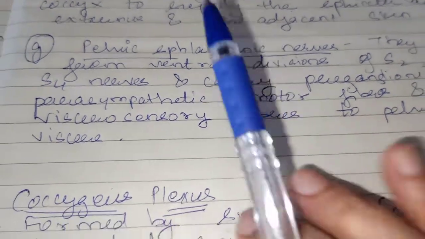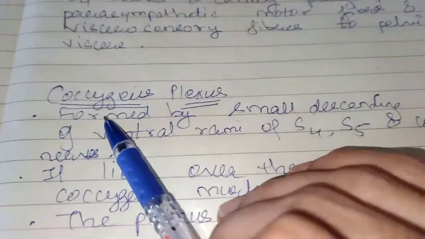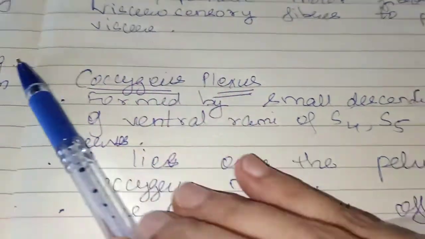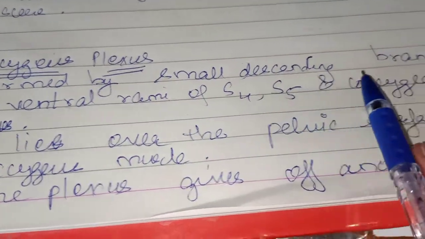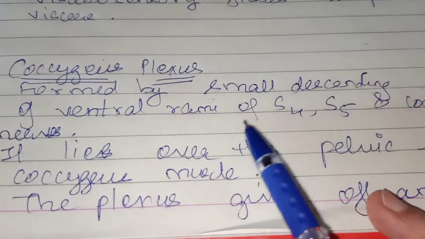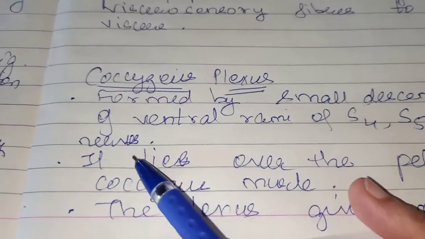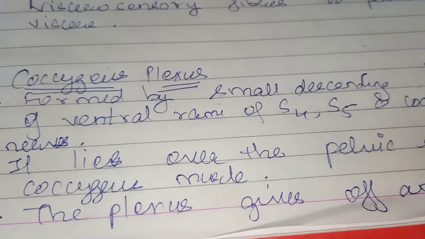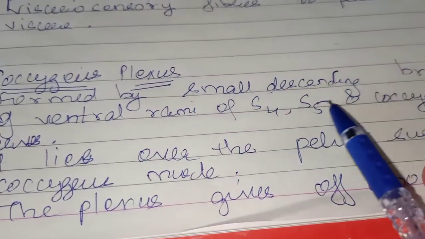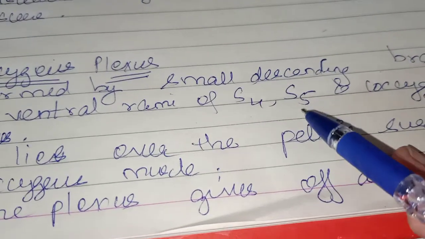Okay. The next and last part is the coccygeal plexus. So that was the sacral plexus, and this is the coccygeal plexus. It is formed by small descending branches of the ventral rami of S4, S5 and the coccygeal nerves.